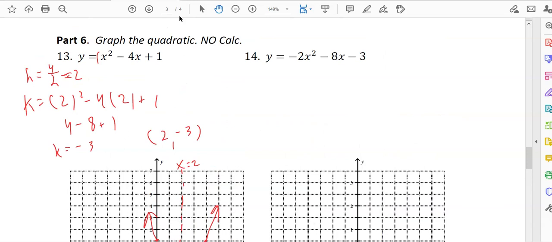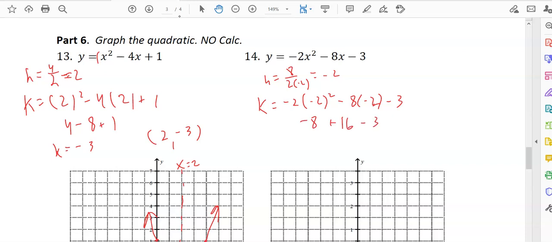Let's look at this one. Again, let's use the opposite of B over 2A method. So H equals 8 over 2 times -2, which is 8 over -4, is -2. So K equals -2 times -2 squared, minus 8 times -2 minus 3. Hopefully this works. I don't know if I planned this. Okay, so -2 times 4 is -8 plus 16 minus 3. So that's -11 plus 16 is positive 5.